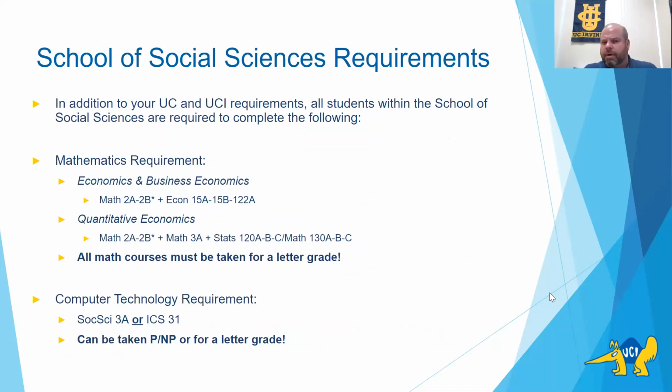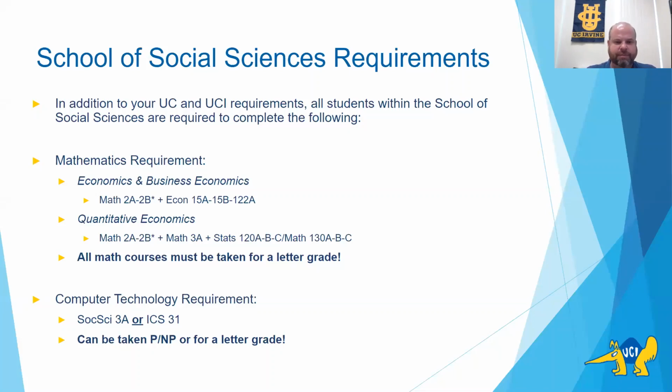All right, so the next thing we're going to be talking about is the School of Social Sciences requirements. This, again, is something that every major within the School of Social Sciences has to complete. For us, we have two specific areas. One of them is the math requirement required for all School of Social Sciences majors. For economics, since it's very heavy in math with calculus, economic statistics, and econometrics, those are going to be satisfied through your courses within your major for either economics, business economics, or quantitative economics.